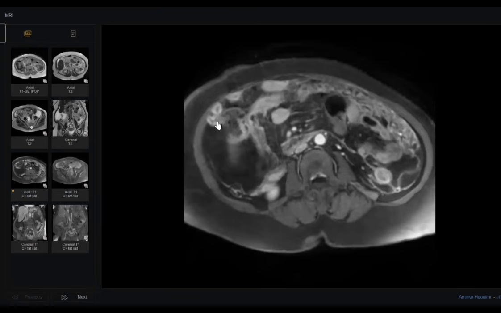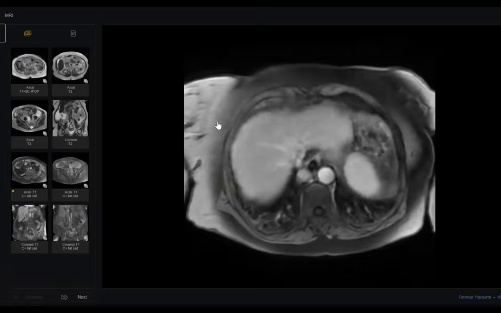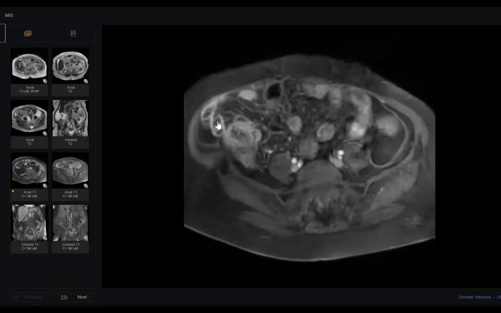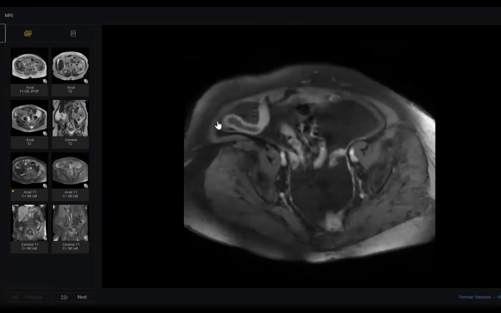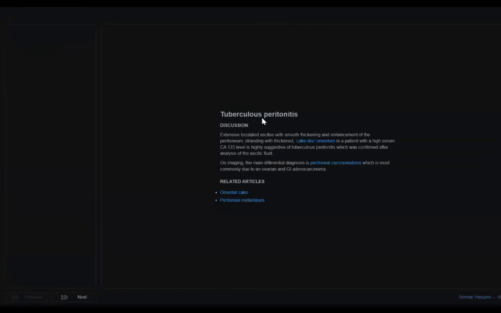If there is no lung pathology, I will rule out stomach cancer. I will also rule out any malignancy in the ovaries. Like this, he will be very happy. It was a case of tuberculous peritonitis. Tuberculous peritonitis. TB is very important.